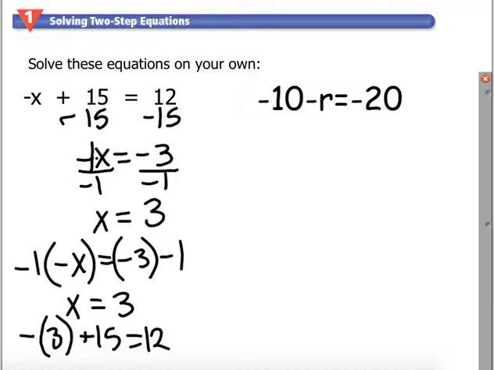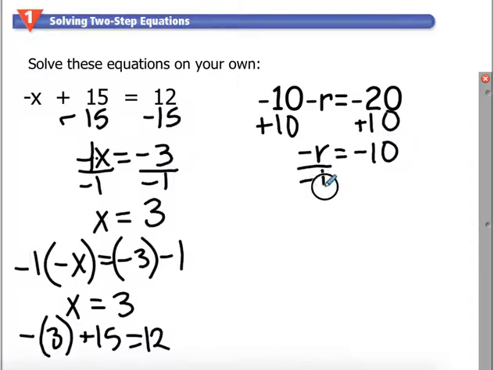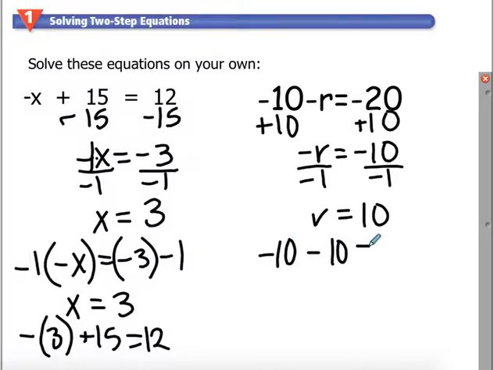Negative 10 minus r equals negative 20. That negative 10 is like subtracting a 10, so I need to add 10 to each side. And so I have negative r is equal to, well, negative 20 plus 10 is a negative 10, and I do the same thing I did on the other side. You can either multiply or divide by a negative 1, and I get that r is equal to 10. And we plug it back in and see negative 10 minus r, which is now 10, is equal to negative 20. And yes, if I have negative 10 minus another 10, I do get negative 20.